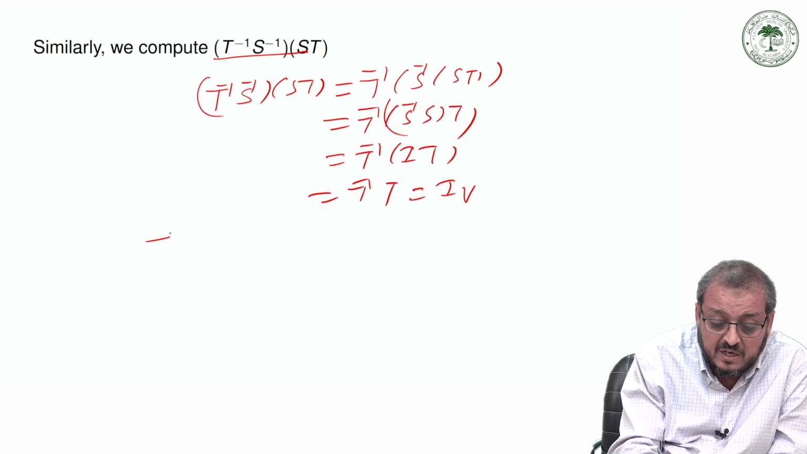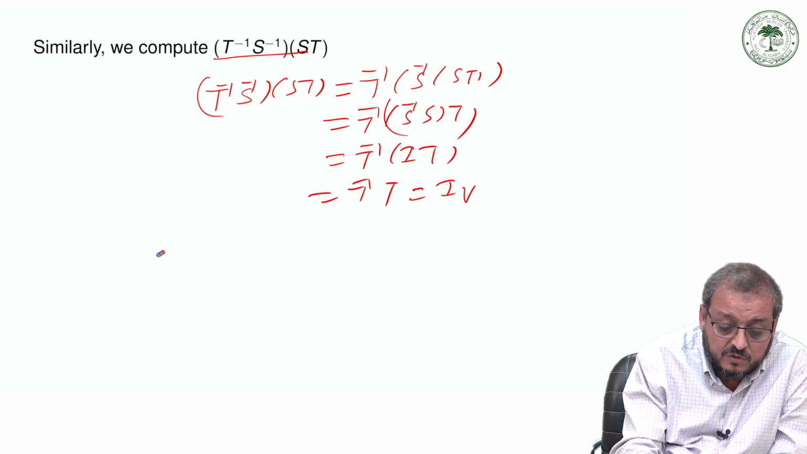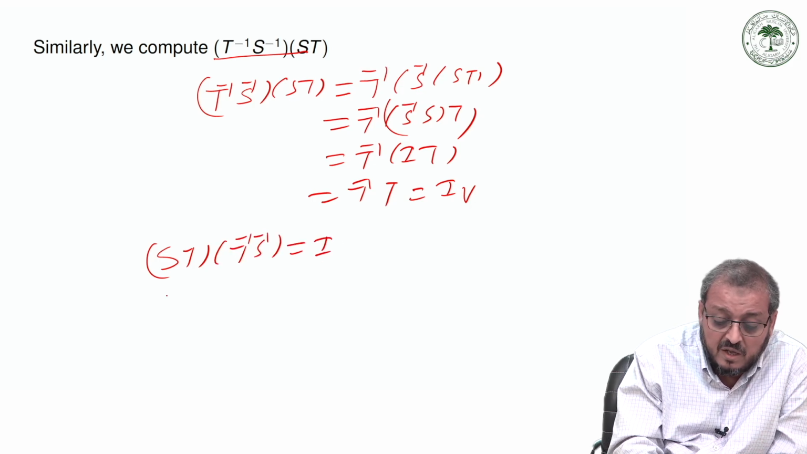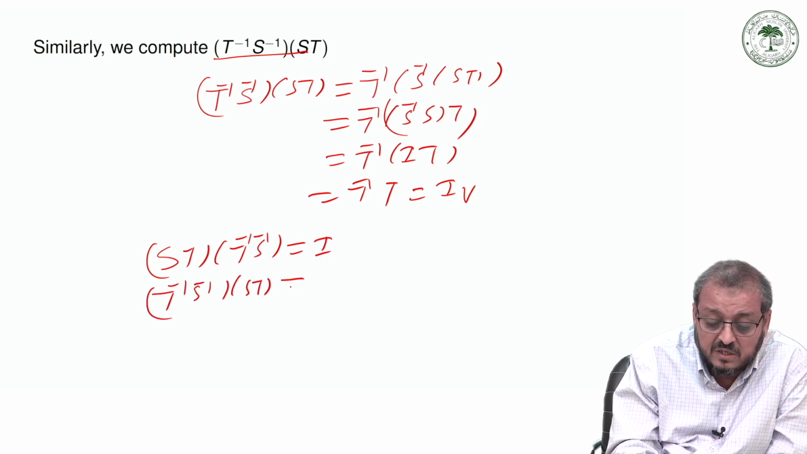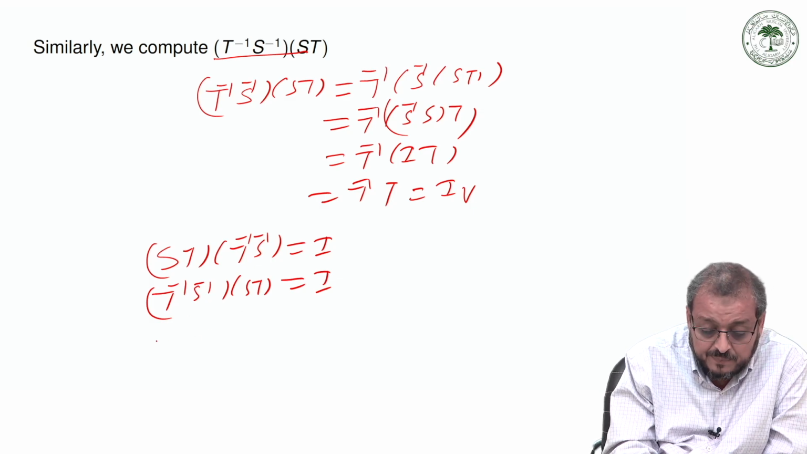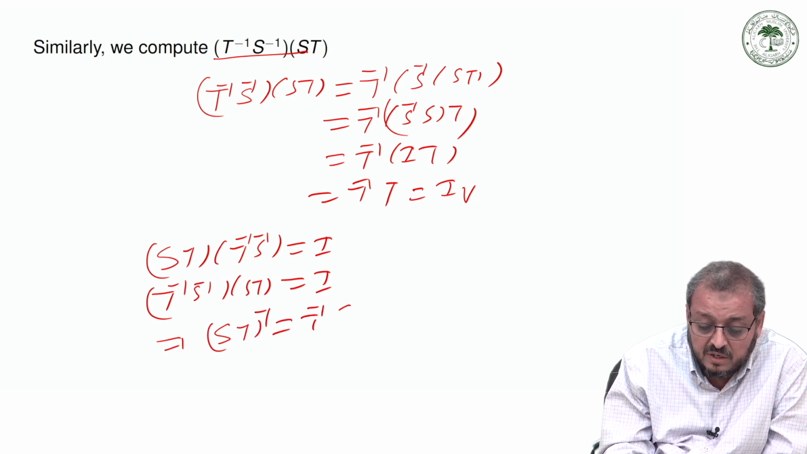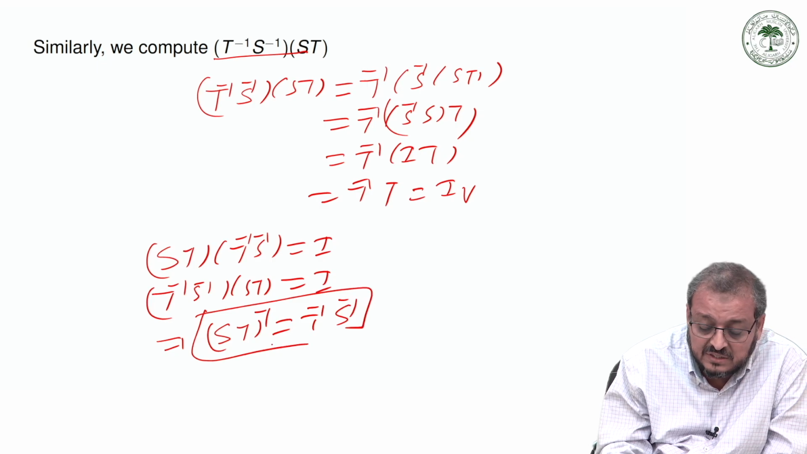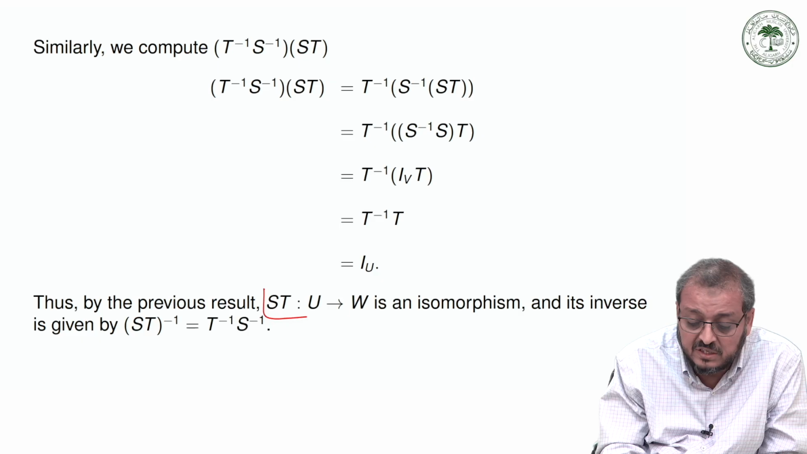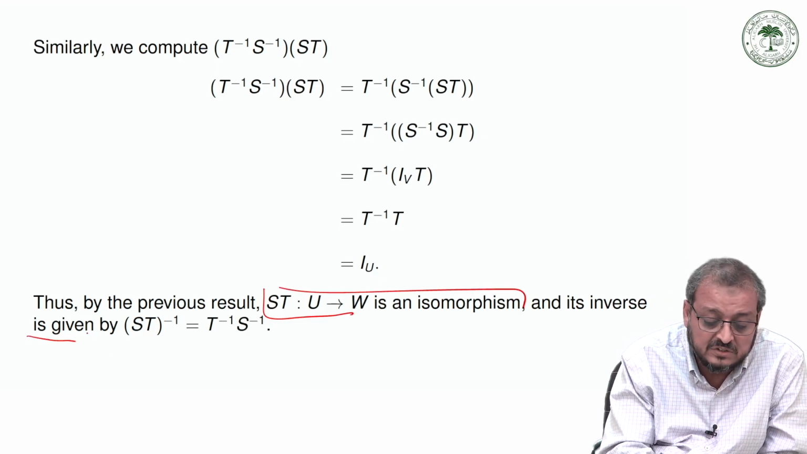So this means we show that ST T inverse S inverse is equal to identity, and then also show that T inverse S inverse ST is also identity. Then this implies that we can say that the inverse of ST is equal to T inverse S inverse, since the inverses exist, and then we have to just prove this. And then by the previous result, ST is an isomorphism with its inverse given by this.